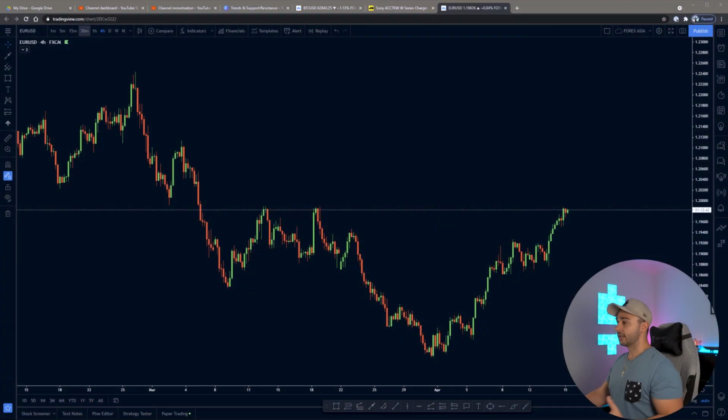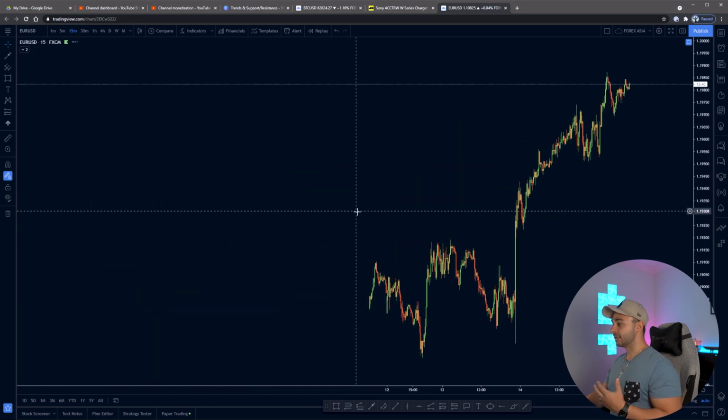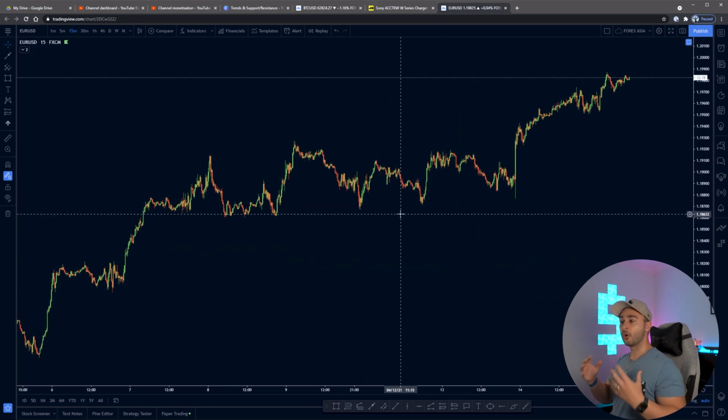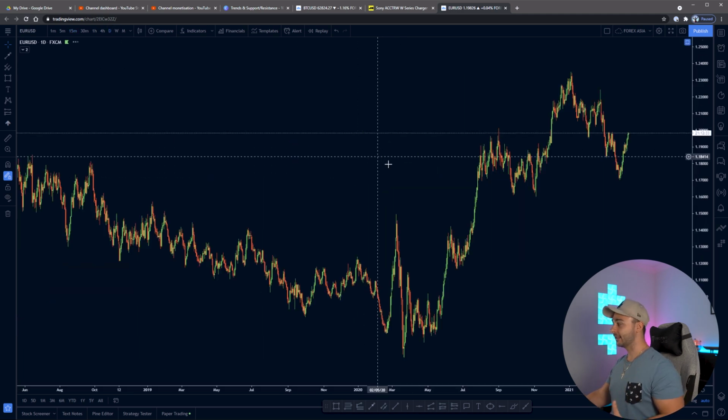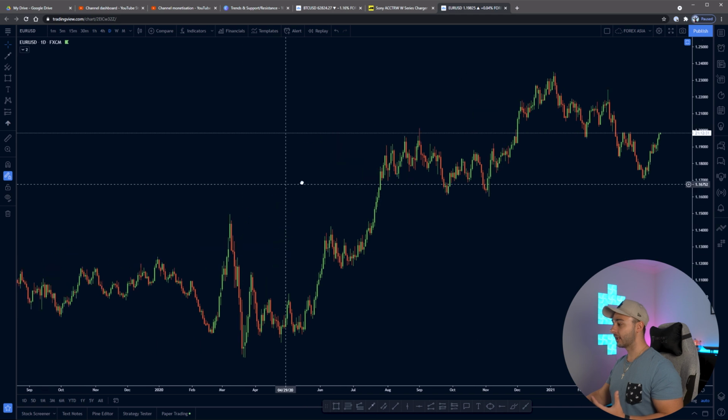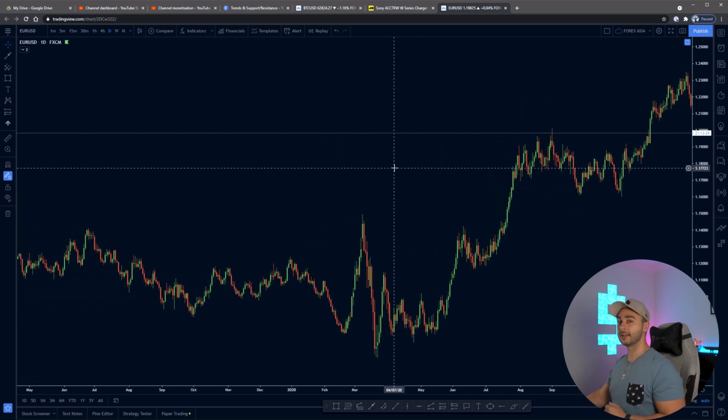I'll give you an example right now where simply looking at the 15-minute, you can see there is a lot more going on. There are a lot more ebbs and flows, but coming up to the daily, you can see the trends a lot more clearly and a lot more easily.